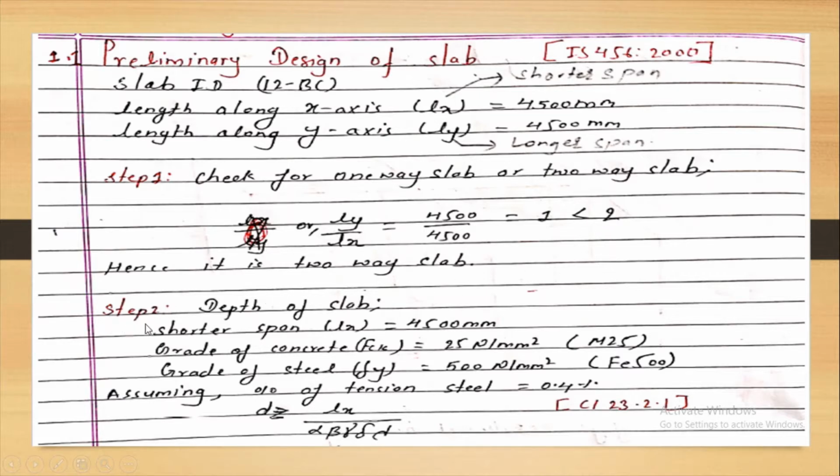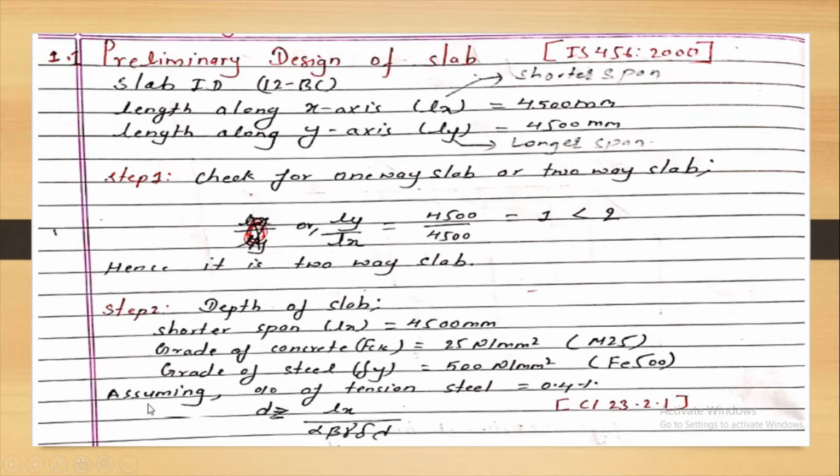For step number 2, we have to calculate the effective depth of the slab. For that, we have to take the shorter span, not the longer span, which is represented by Lx, and in our case the shorter span is 4500 mm. The grade of concrete is M25. For M25, the compressive strength of the concrete is 25 Newton per mm squared, and the grade of steel is Fe500, and the yield stress for Fe500 is 500 Newton per mm squared.